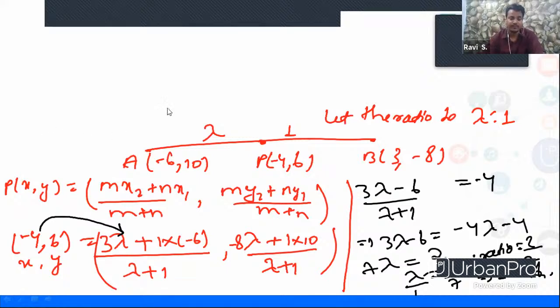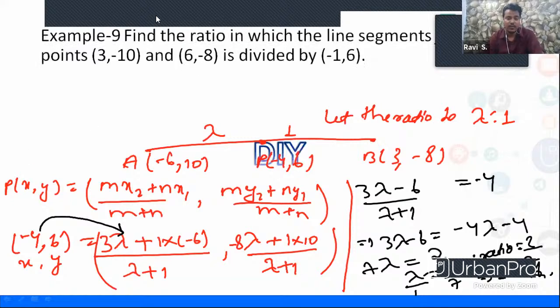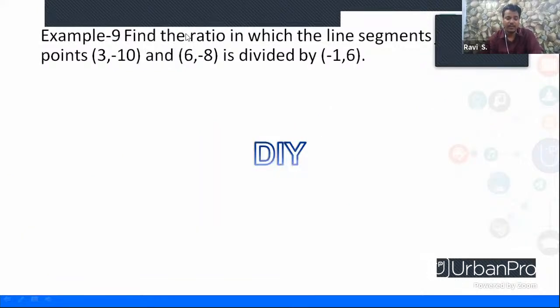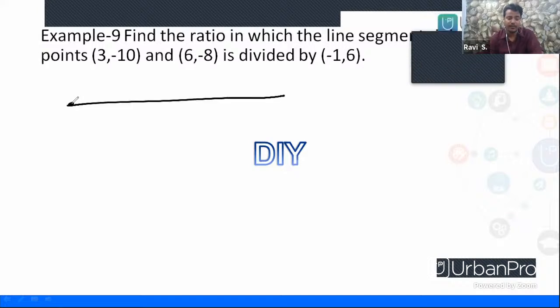Now see, this is for you guys. As I told you, DIY, wherever you see the DIY part, that is for you. See, in this question you need to find out the ratio again. Okay, let me give you a simple hint here. Okay, suppose this is the point again. This is our point A. This is our point B.